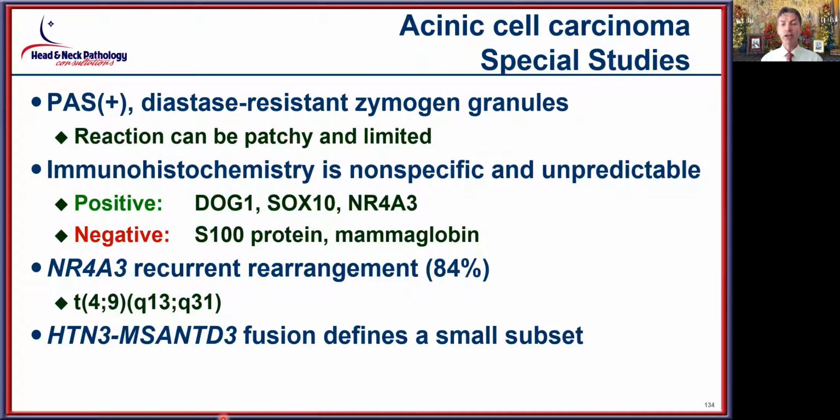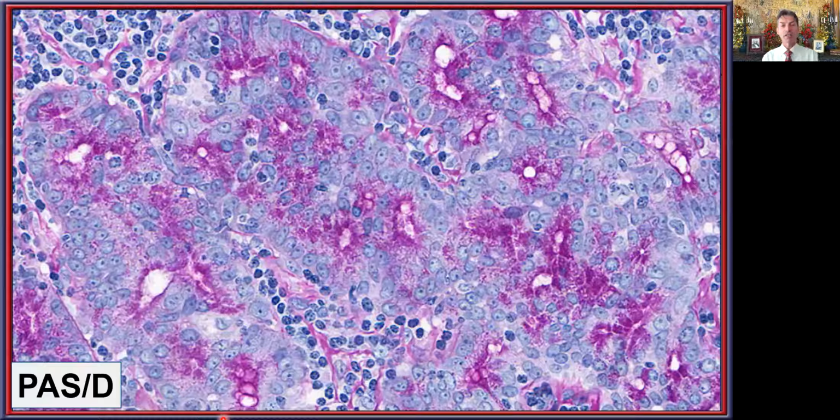Of course, it will have NR4A3 positivity as well. And as you know, this is seen as a recurrent rearrangement in about 80 to 90% of the tumors, and therefore it is one of the markers that can be used, while other fusions can be seen in a smaller subset of lesions. So here is an example of that PAS. I think you can tell that it is nicely accentuated, specifically here around the luminal aspect or the luminal border. They really will aggregate around this space, and it is very easy to identify that these are the zymogen granules.